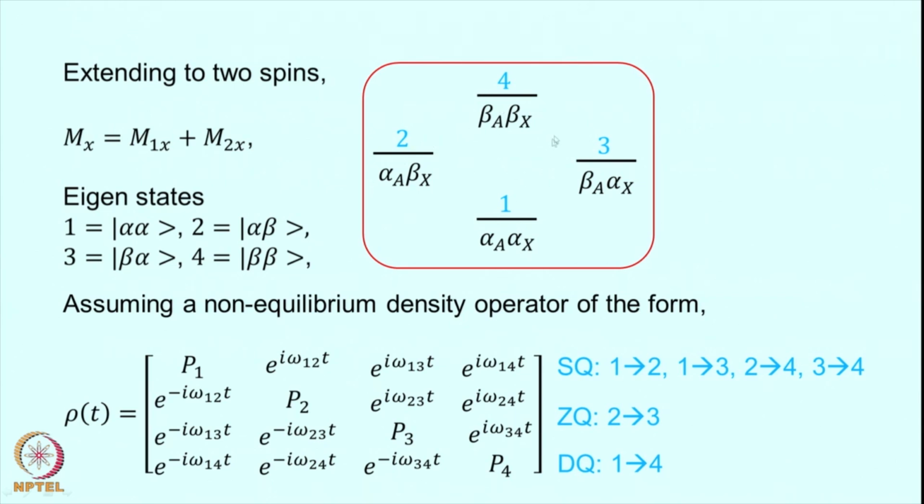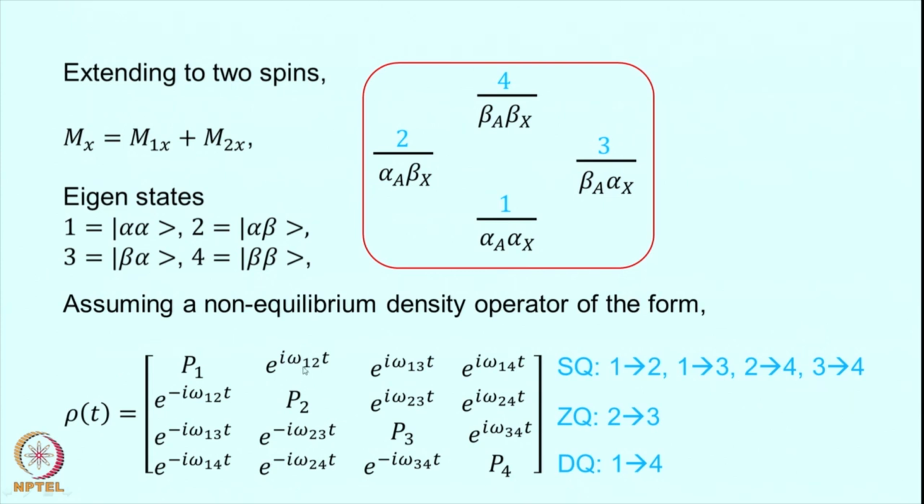These 4 are single quantum coherences, okay, 1 2, 1 3, 2 4, 3 4 are single quantum coherences, and 2 3, what is 2 3? 2 3 is from here to here, right, and this is zero quantum coherence, because there is no change in the azimuthal quantum number here. So it is 0 here and 0 there, in both the states it is 0, and therefore it is zero quantum coherence.